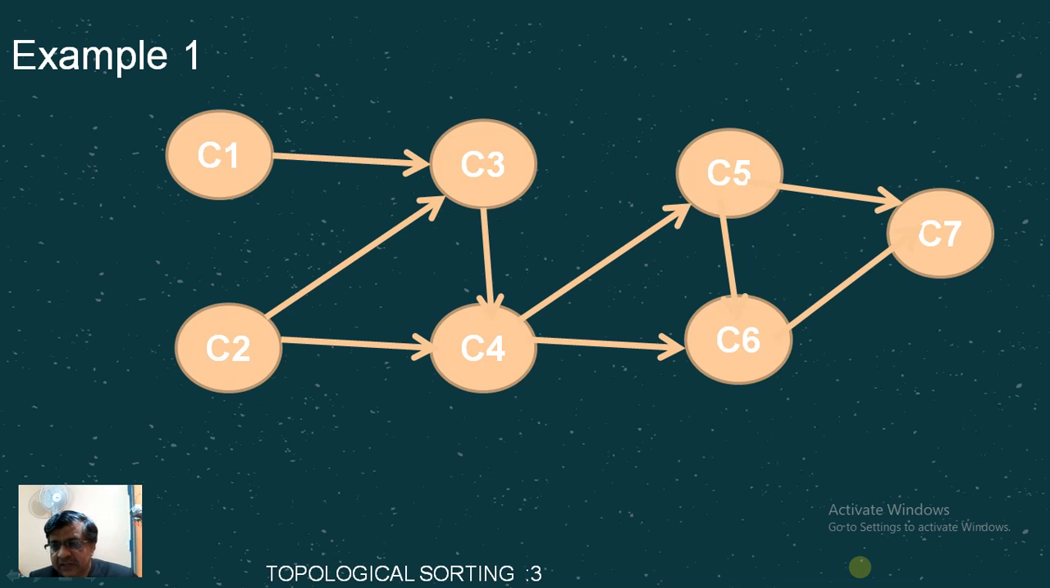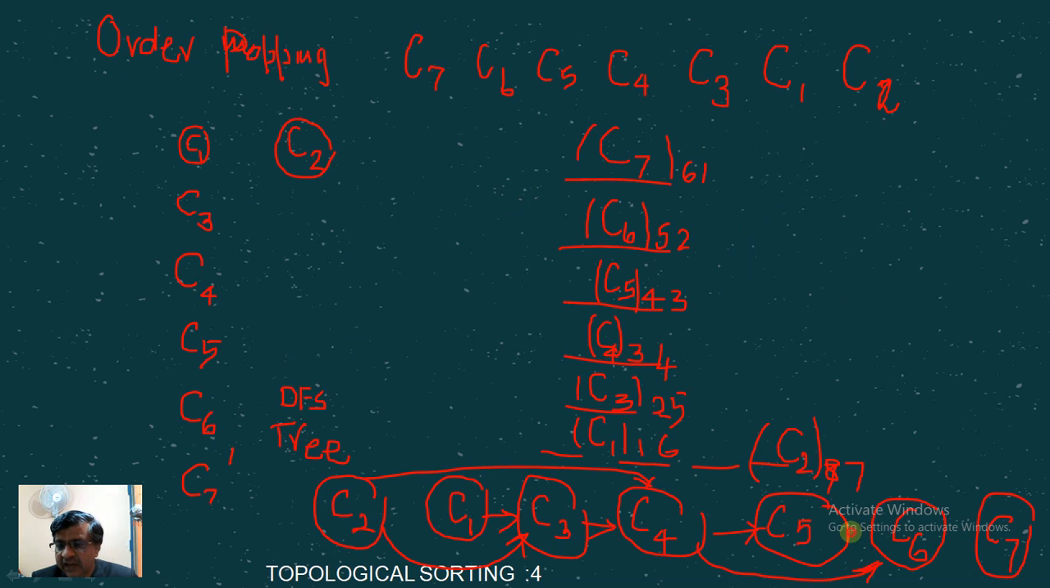And C5 and C6 are connected to C7. Okay, so this will give an immediate check as to whether we are implementing this DFS based algorithm to generate the topologically sorted list correctly or not. Nowhere should an arrow come back. It should be in the forward direction only.